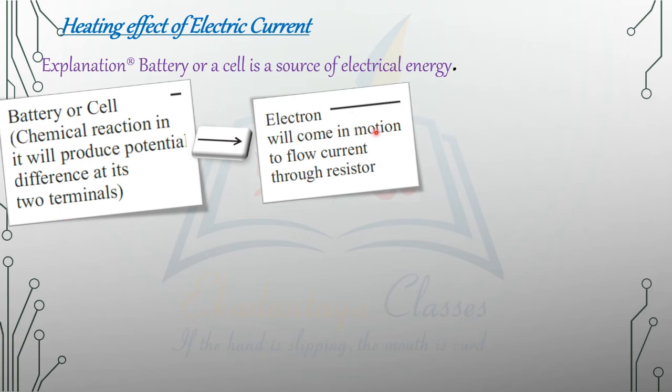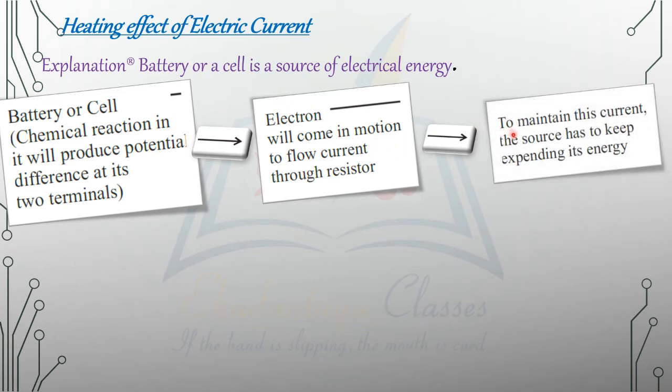Electrons will come in motion and flow current through a resistor, to the flow of current in the wire. To maintain this current, the source has to keep expending its energy.